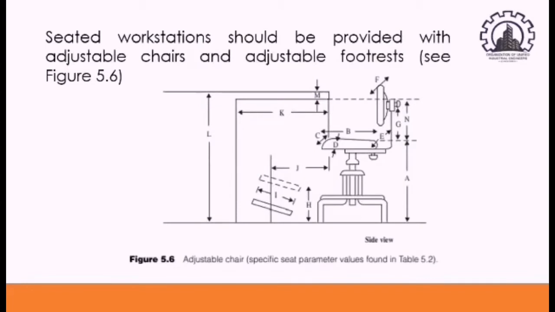Seated workstations should be provided with adjustable chairs and adjustable footrests. So we can see here that the chairs can be adjustable and the footrest as well, because it will depend on the height also of the operator on how he or she can grab the things that he or she is working on. Then we need to adjust it to make them comfortable in doing their task.